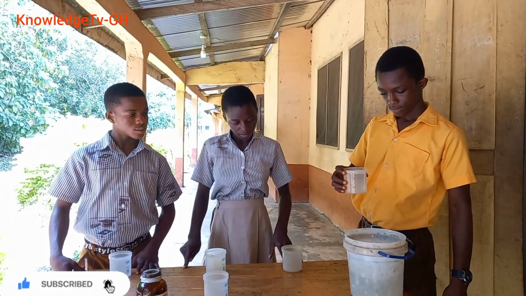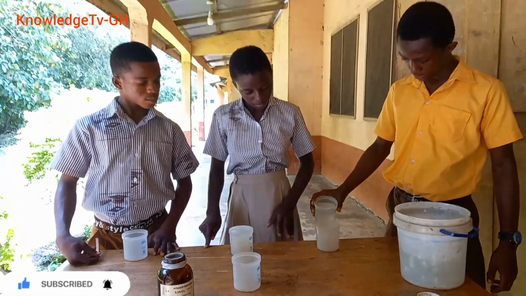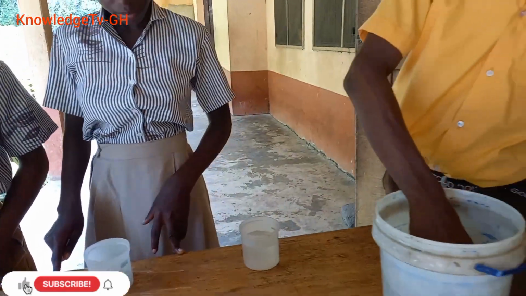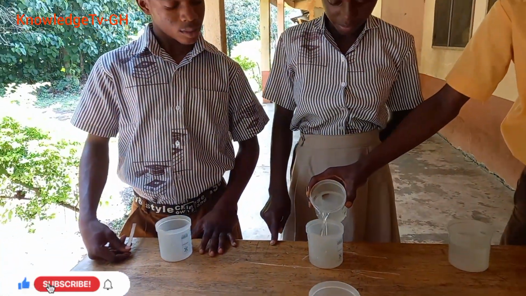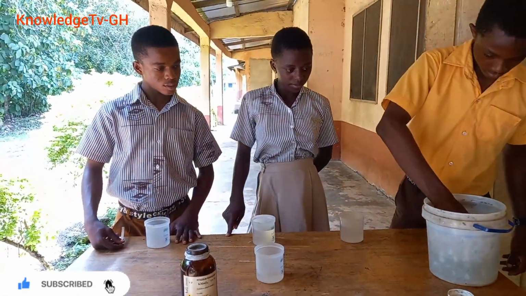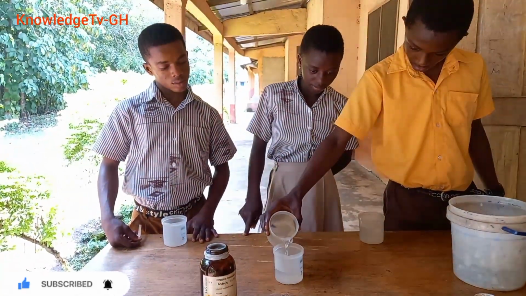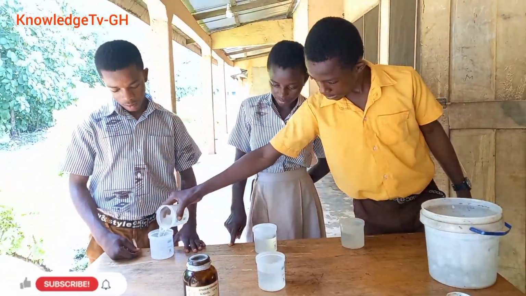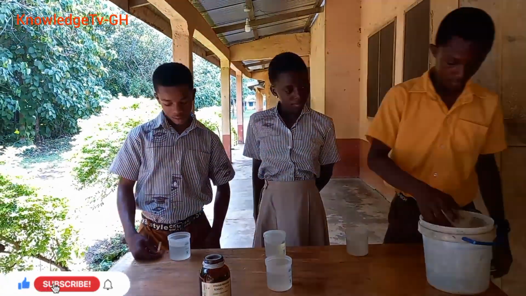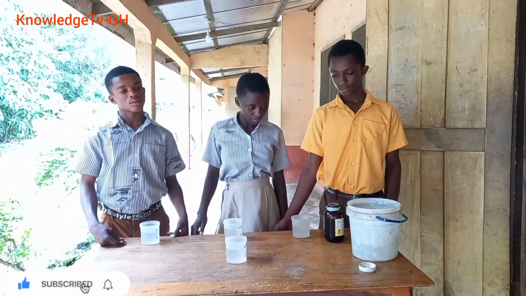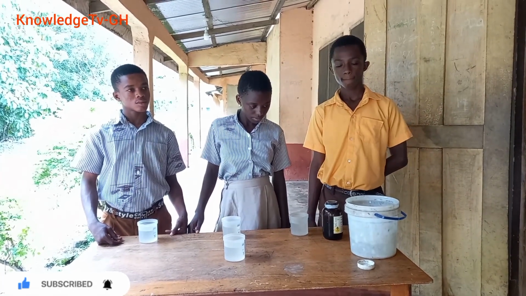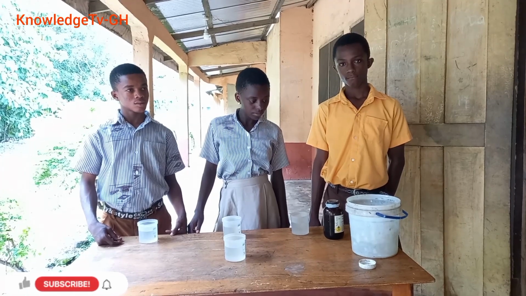So we have filled the beakers with water. After filling the beakers with water, the next step is that you gently drop a potassium permanganate crystal into one corner of the beakers.